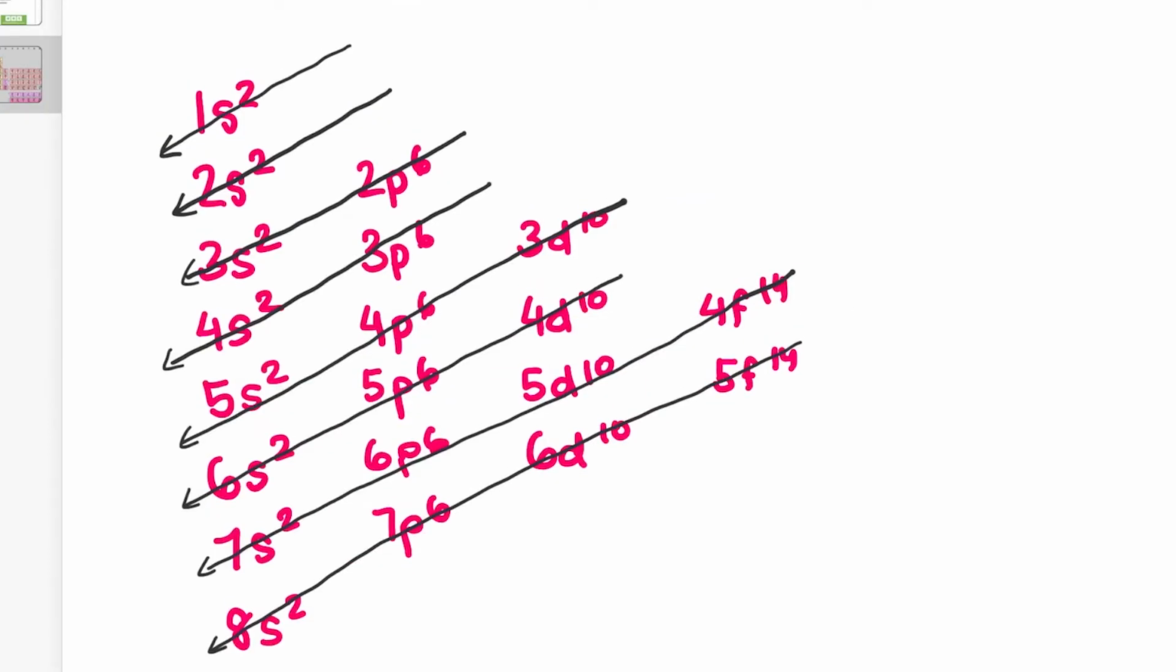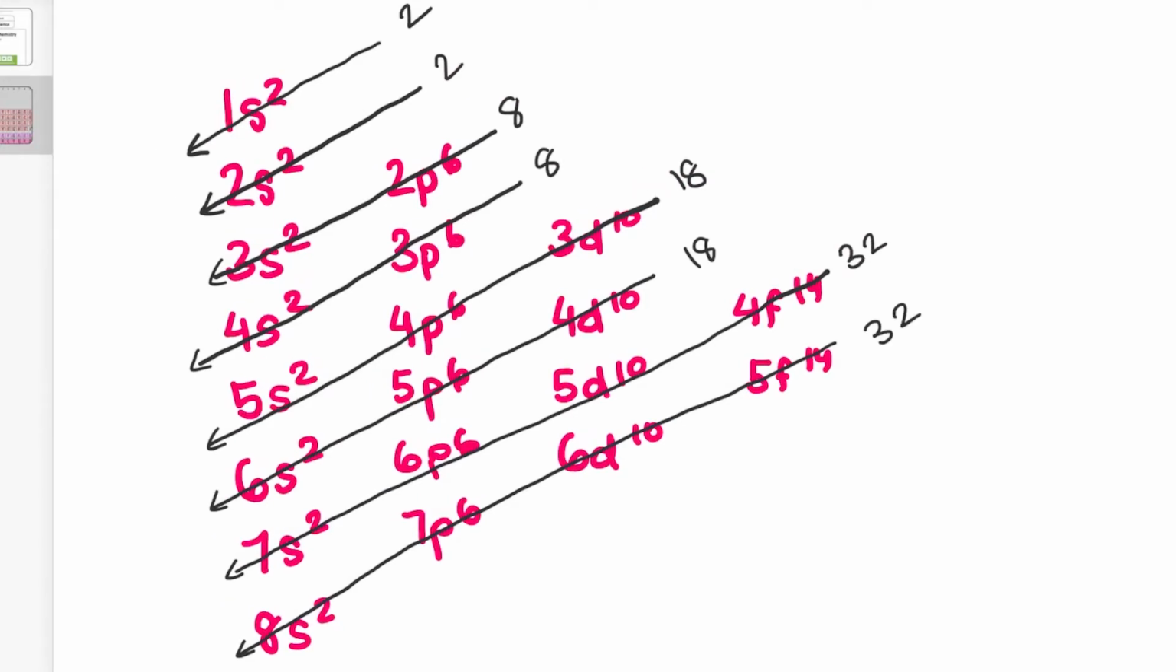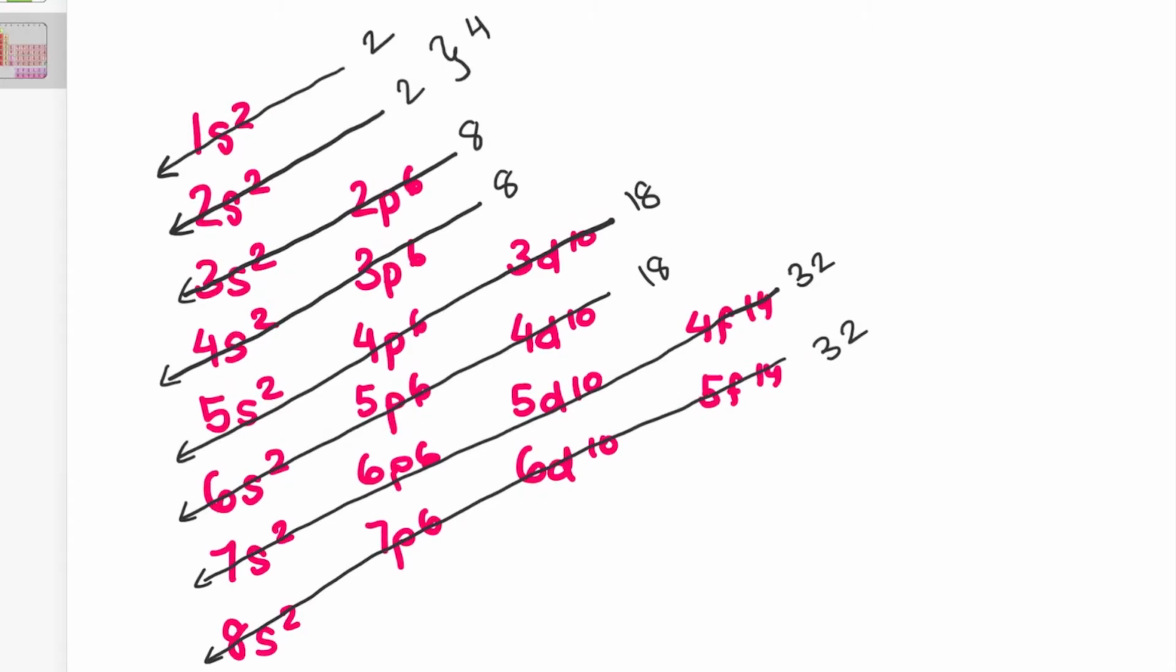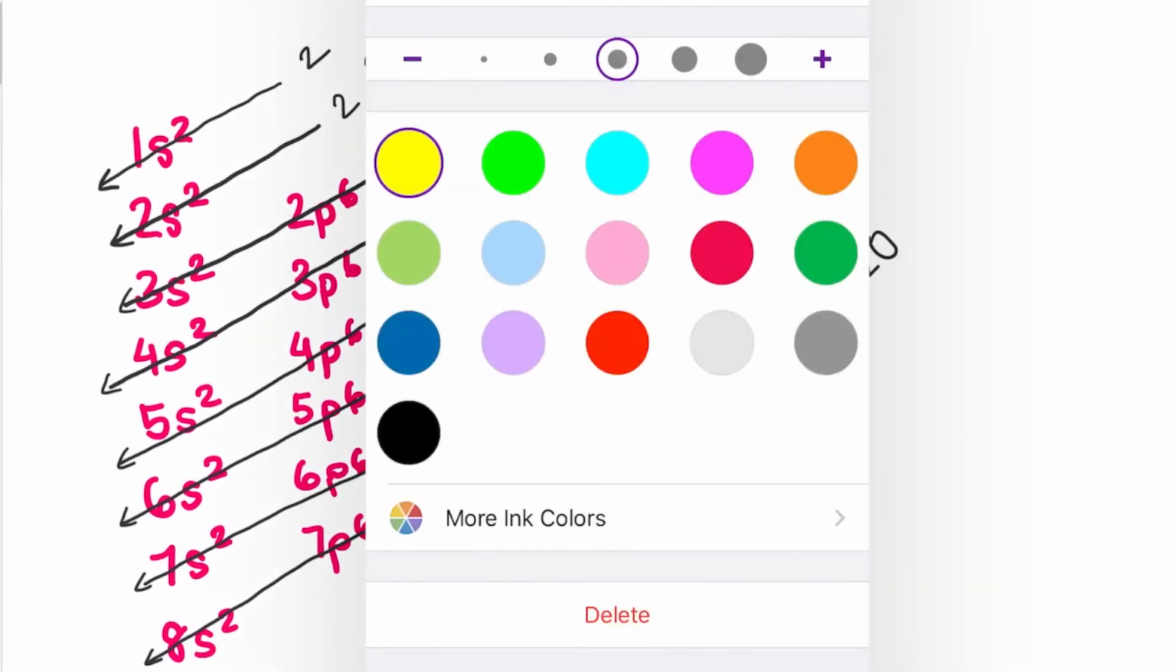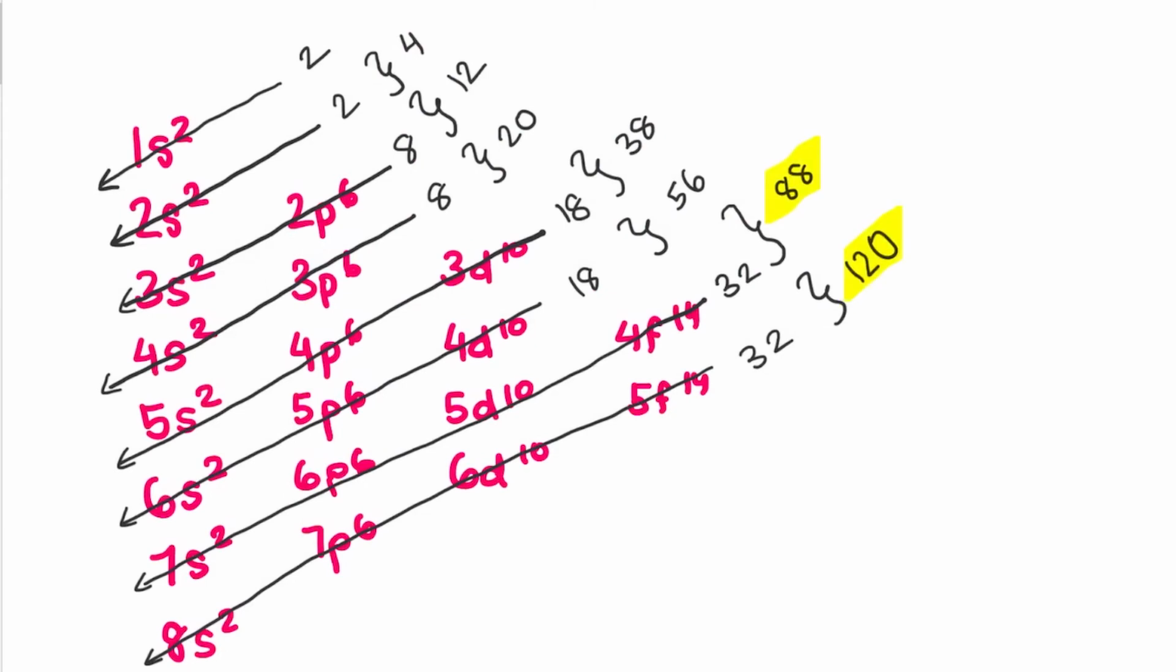Draw diagonal lines like so, and add up the number of electrons on each arrow. After that, on each arrow, add up the number of electrons from the previous subshells. Highlight your final answers. They are extremely important.